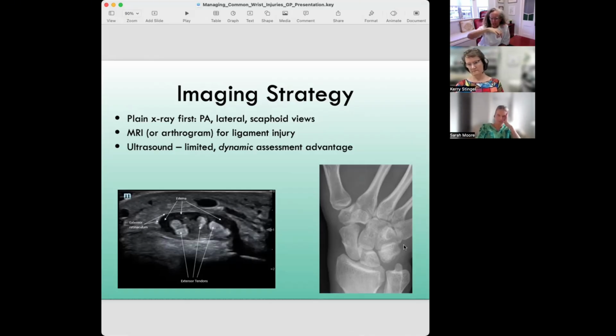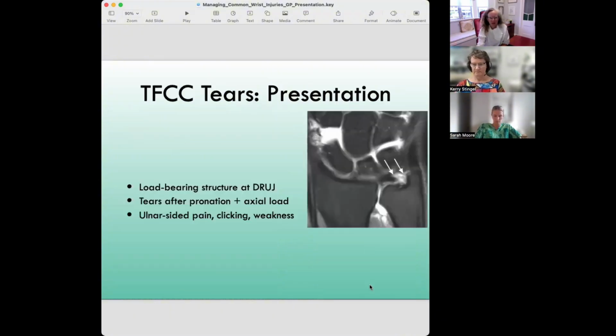Is the extensor tendon rubbing on a spur on the back of the wrist? Is the flexor tendon triggering? Can you show me that? Not just say that there's a bit of tenosynovitis.